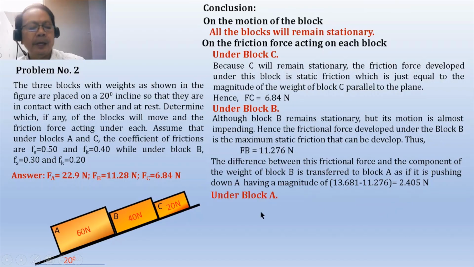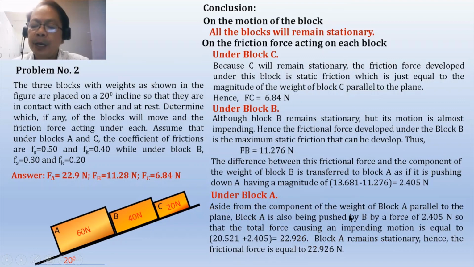Now, under block A, aside from the component of the weight of block A parallel to the plane, block A is also being pushed by B by a force equal to 2.405 Newton. So that the total force causing an impending motion on block A is equal to 20.521 plus 2.405, and that gives us a value of 22.926 Newton. Hence, block A remains stationary, but the frictional force developed is equal to 22.926 Newton. Okay? So that's how we show the solution to the problem.